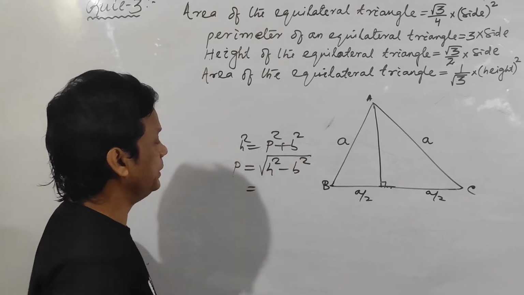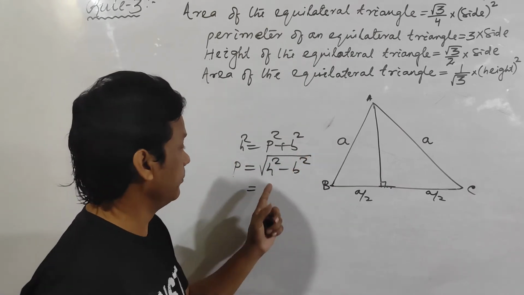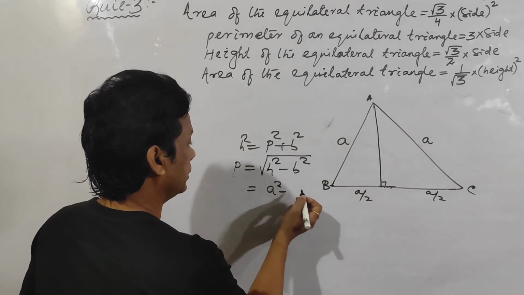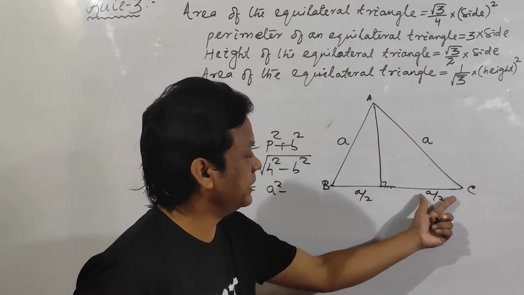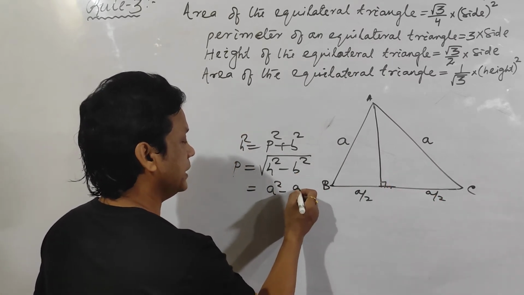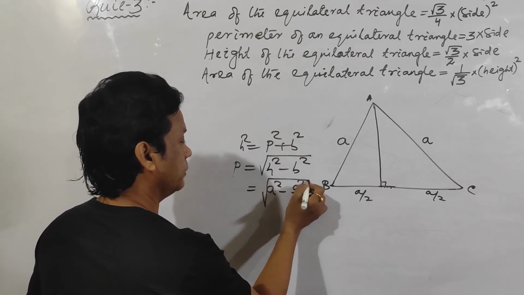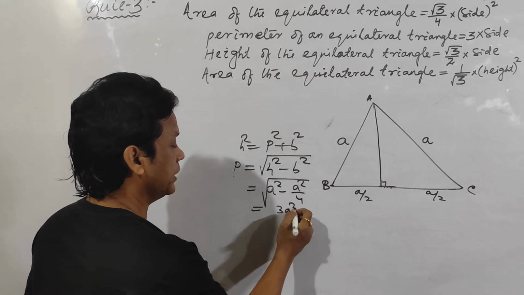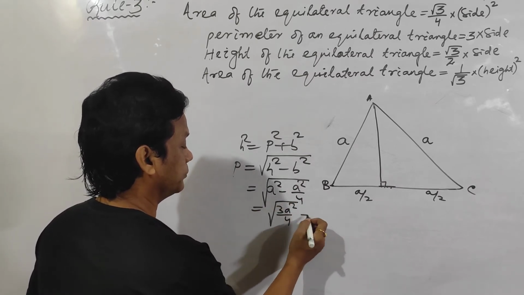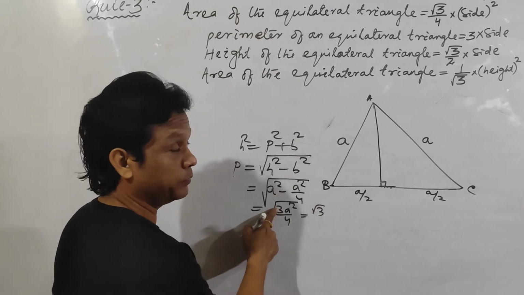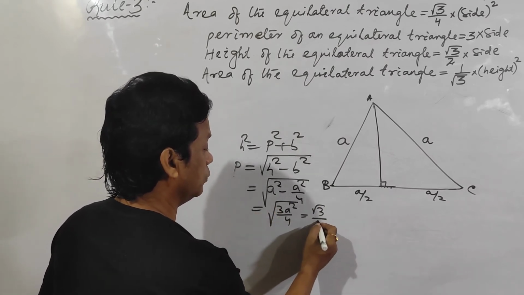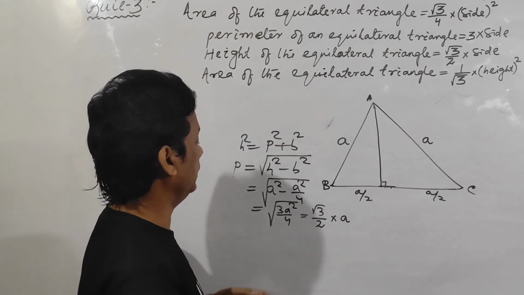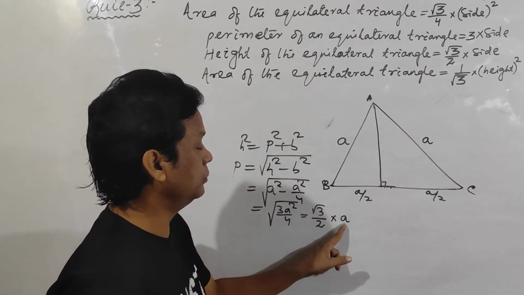Clear? p is equal to the square root of this one. And what is h? Hypotenuse. It is a. So a square minus b square. What is the base? Base is a by 2. a by 2 square means a square by 4. Square root of this one. So taking LCM, 4a square minus a square, 3a square, so 3a square by 4 under the root. It is equal to root 3, since the square root of 3 is root 3, the square root of 4 is 2, and the square root of a square is a. Clear? So height is equal to root 3 by 2 into side.